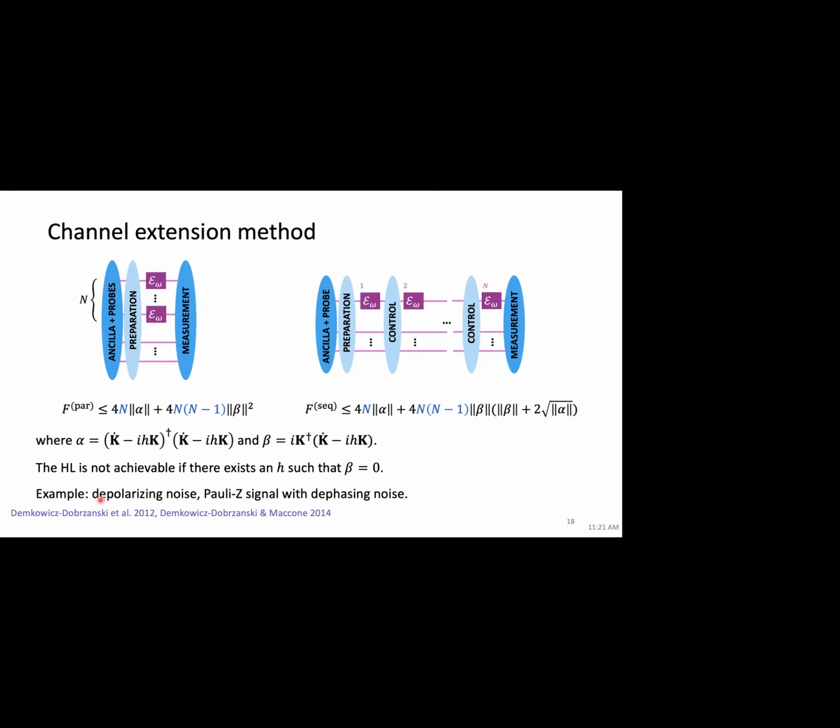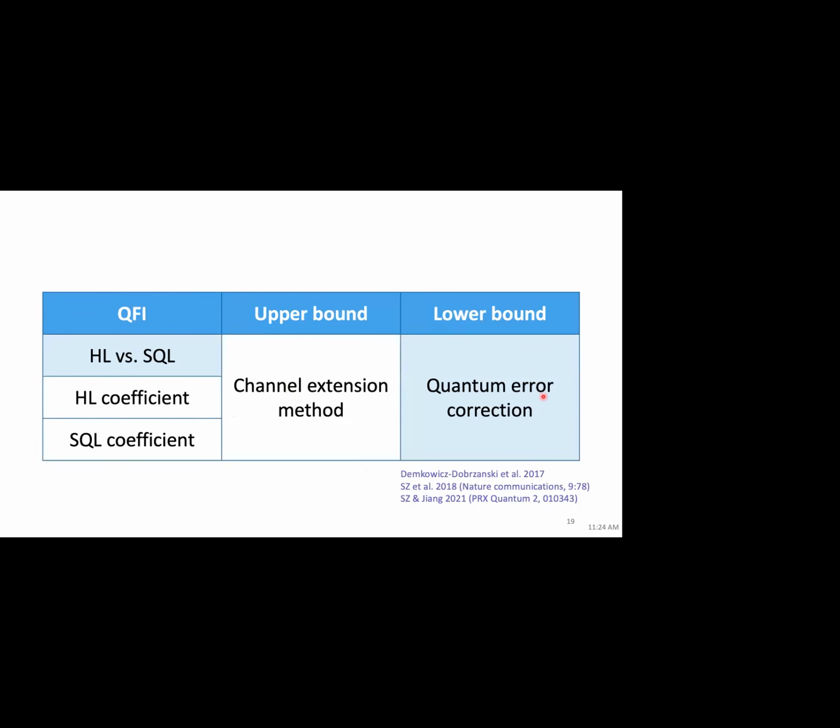Some examples would be depolarizing noise with arbitrary Hamiltonian evolution, and also Pauli Z signal with dephasing noise. So basically, there are many typical situations where the Heisenberg limit is not achievable. So that's the upper bound part. And now I'm going to move to the lower bound part.